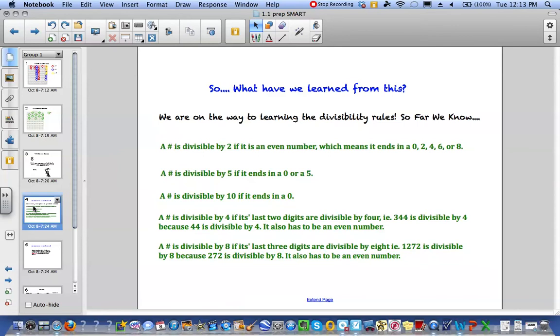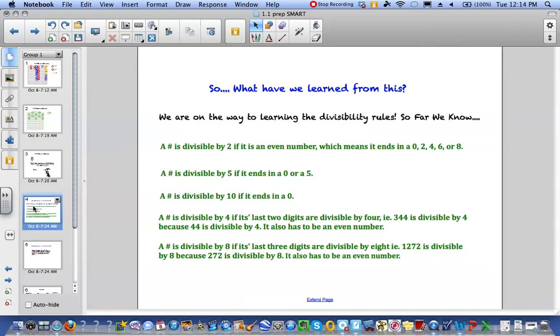So, what have we learned from this? We're on the way to learning the divisibility rules, and so far we know that a number is divisible by 2 if it's an even number, which means it ends in a 0, 2, 4, 6, or 8. So it doesn't matter how big it is. It could be a 15-digit number, but if it ends in a 0, a 2, a 4, a 6, or an 8, it is divisible by 2.